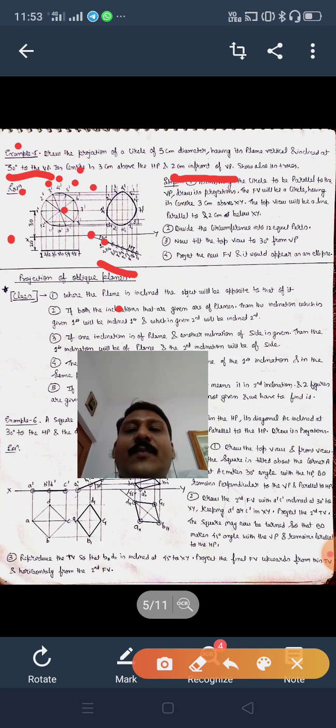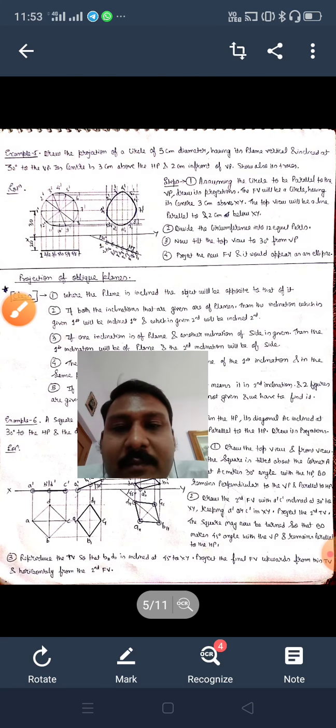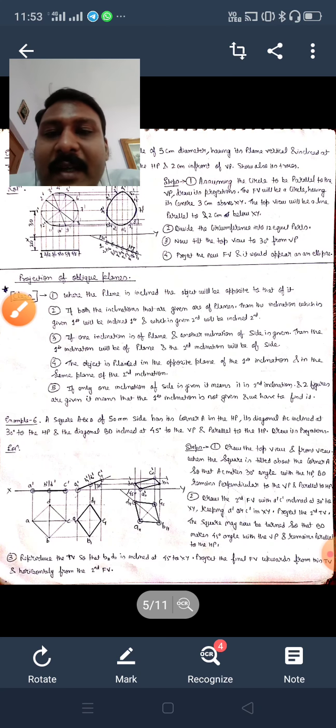Okay, so this is the projection of planes inclined to one plane. Now moving forward, in my next video I will share projection of planes inclined to both planes. Here the inclination is to one plane. Further, we call it projection of oblique planes. Here the inclination is in both planes.